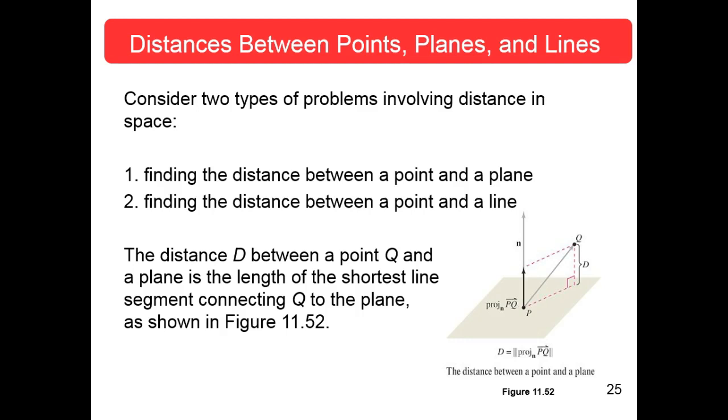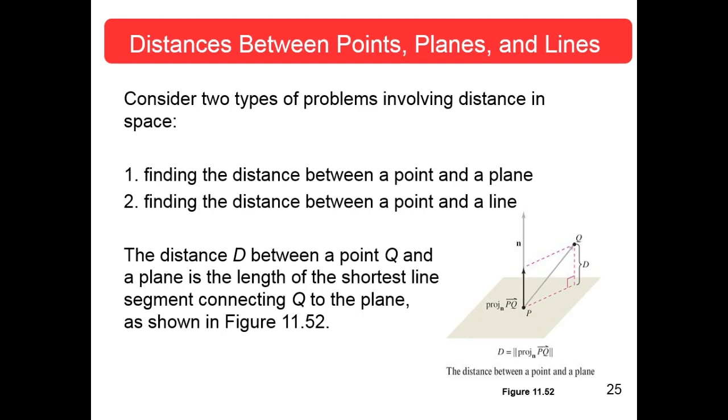Let's consider two types of problems involving distances in space. Find the distance between a point and a plane, and between a point and a line. Okay. The distance d between a point Q and a plane is the length of the shortest line segment connecting Q to the plane.